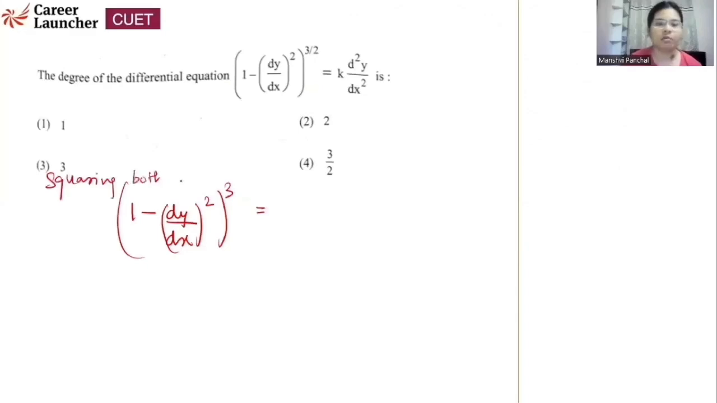Squaring both sides, K d2y by dx2 will become square and square, right? So now you can see that it is free from radicals. So the degree is the highest order. First you have to find, that is 2, and its power is 2. So the degree is 2. Okay.